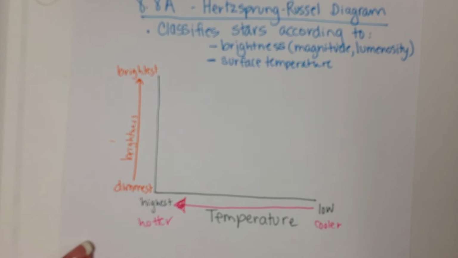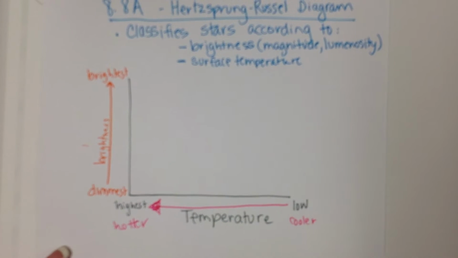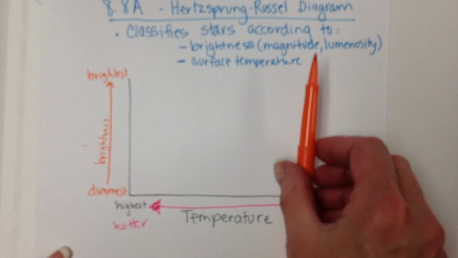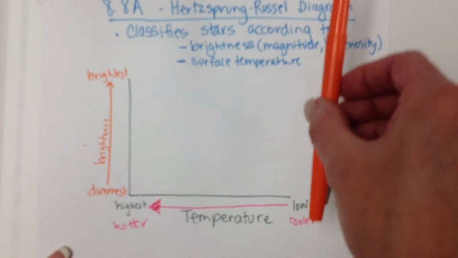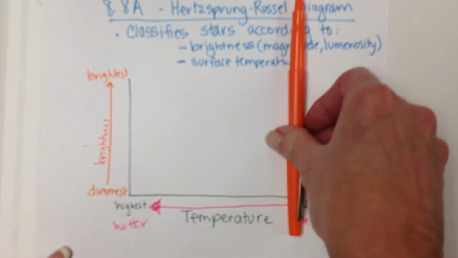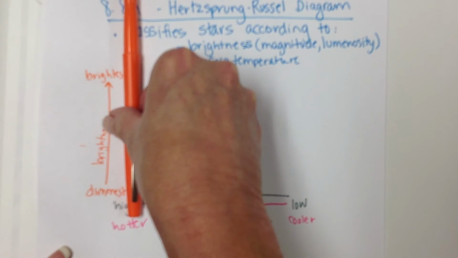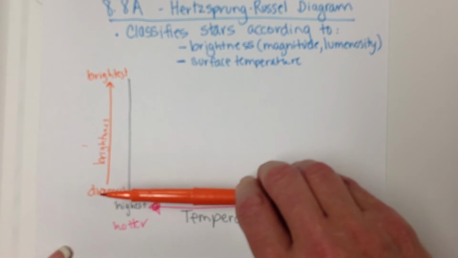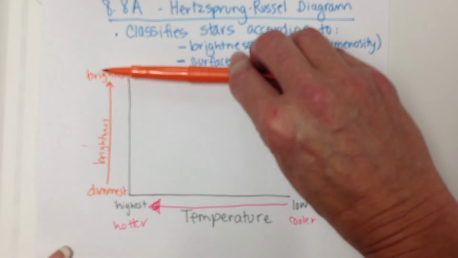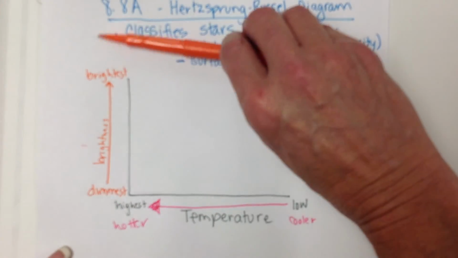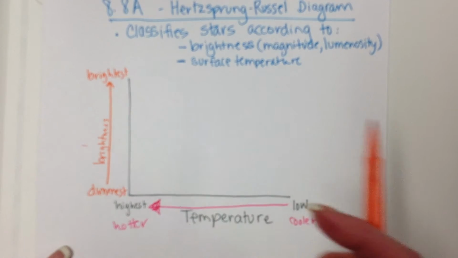Now, this is where students have problems. You have to read the whole diagram according to temperature. So this side is colder, this is the hottest side. This side is the dimmest, the least amount of light, and these are the brightest stars. So it reads across the board, across the whole diagram.